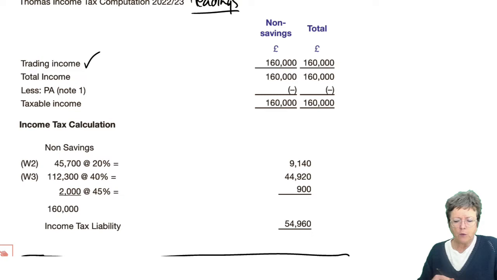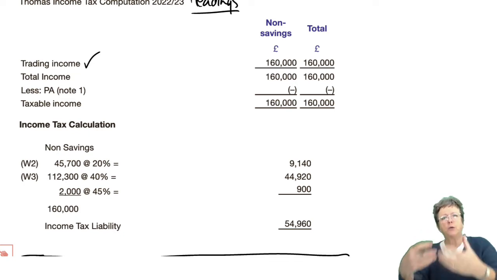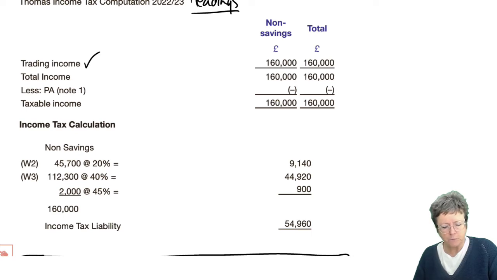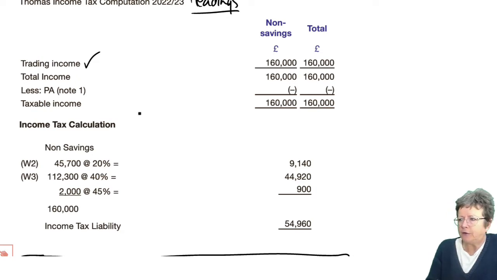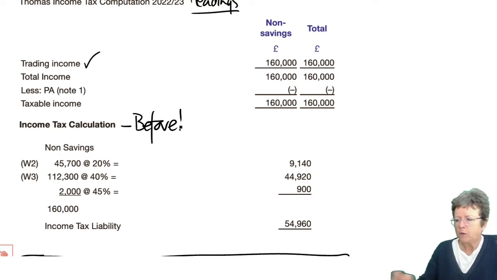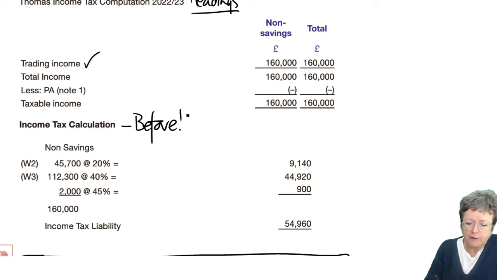Okay. So get into the habit when you're doing these things of setting the pro forma out. Labels across the top, pro forma down the side. Copy what you can, do the workings, put the working answers into your pro forma. Carry on with your calculations. So no personal allowance. Now, before you do that, you must do something else. You must extend those rate bands.